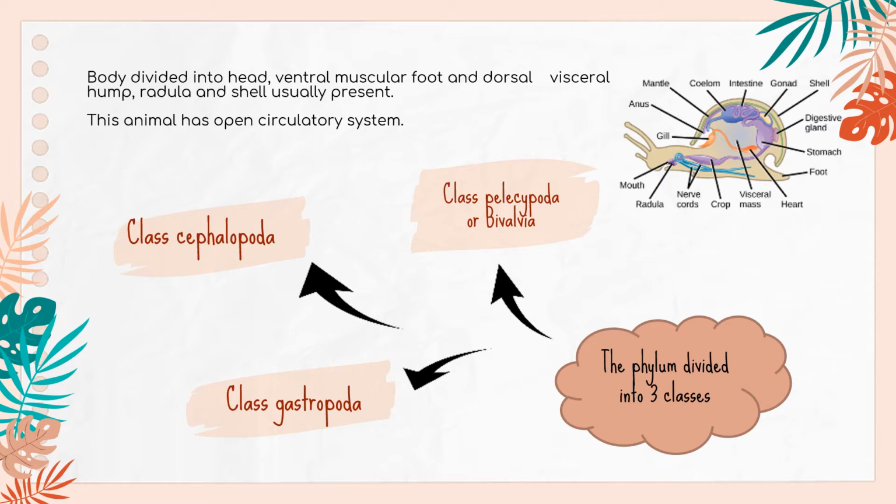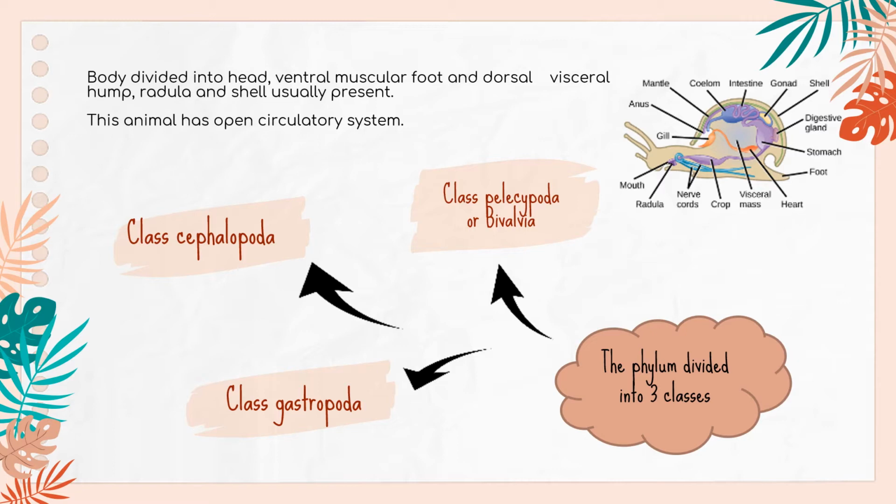Secondly, the circulatory system for the phylum Mollusca is open, with the heart and aorta. The body of phylum Mollusca is divided into the head, ventral muscular foot, and dorsal visceral hump, and mantle. The respiration of phylum Mollusca occurs through gills called ctenidia. Not to forget that the body of phylum Mollusca is covered by the mantle and the shell.